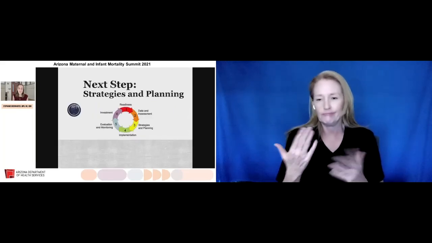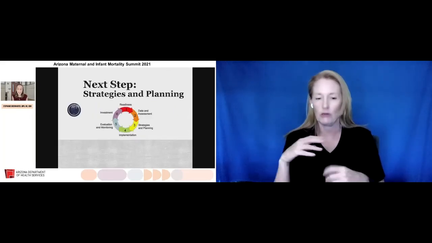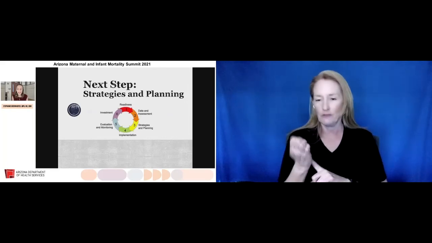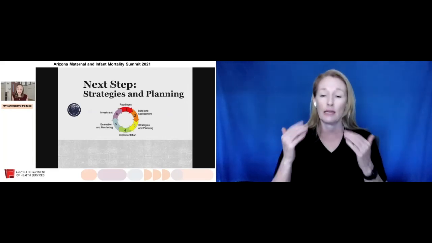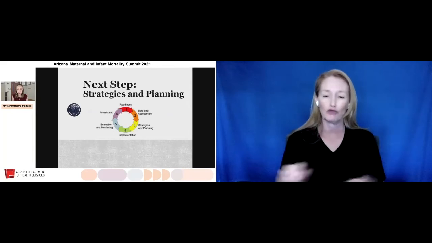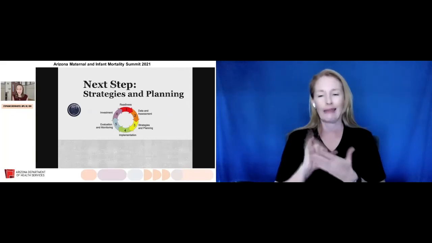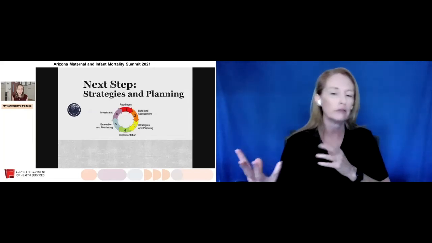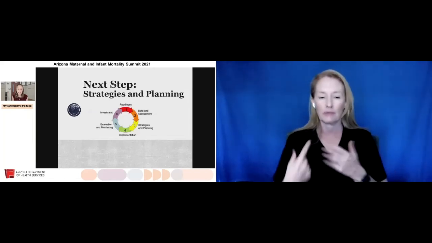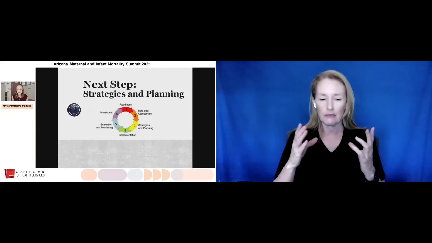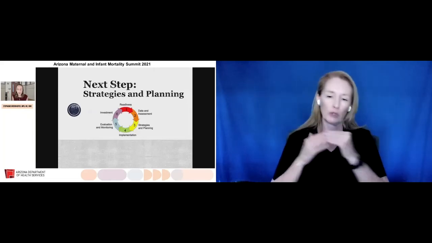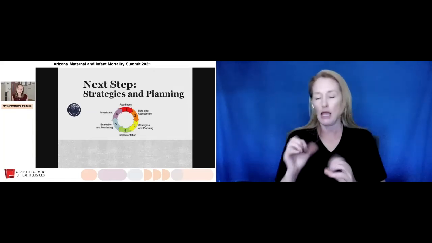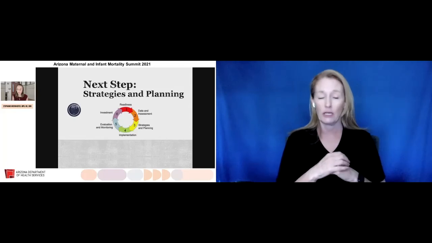So our next step in the PQR cycle is strategies and planning. And that's where community stakeholders and partners are going to come back together and use the results uncovered in step 2 to detail a focused and data-driven public health plan or intervention to best reduce fetal and infant mortality within their communities.